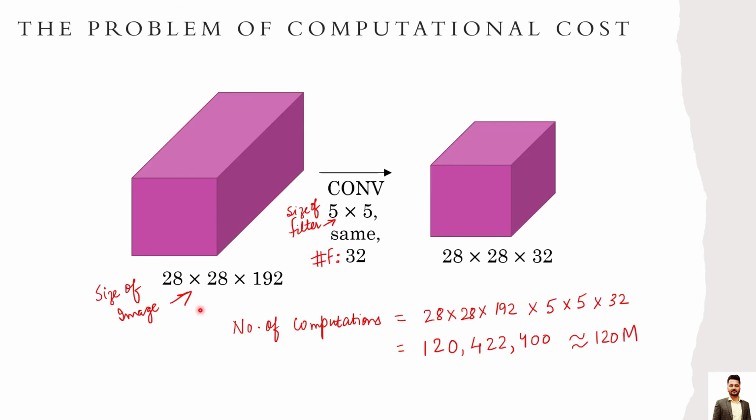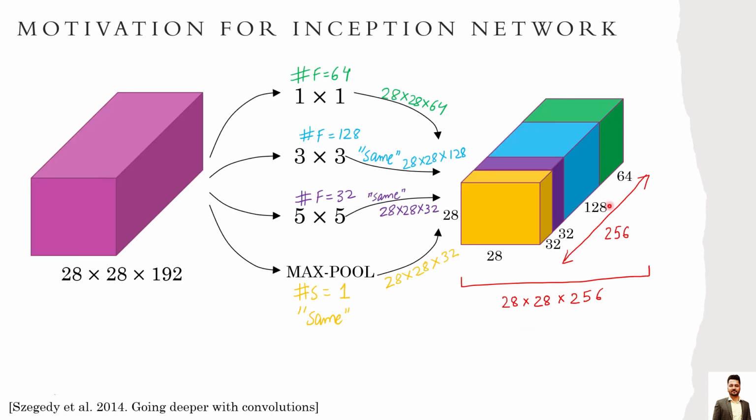For that, we know that the size of the image is 28 cross 28 cross 192 and the size of the filter is 5 cross 5, with 32 filters. To get this number, we have to do 28 cross 28 cross 192 multiplied by 5 cross 5 cross 32, which is equivalent to nearly 120 million computations. We are only checking it here for 32 depth, but if we want to calculate for the full 256 depth, just imagine the number of computations required for it.